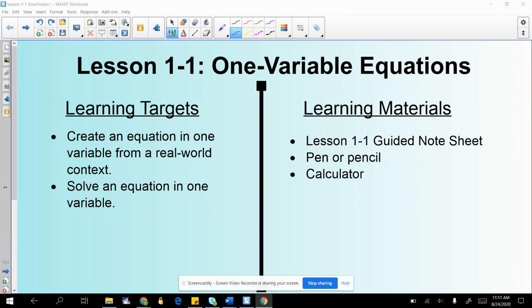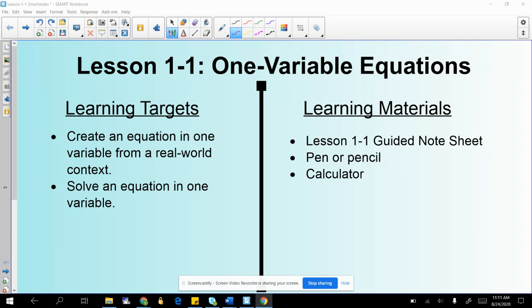Today we are going to be doing lesson 1-1 about one variable equations. However, we are not going to be doing it in your Springboard book because that is a lot of hands-on and working with a group, and well, we can't really do that through a video.